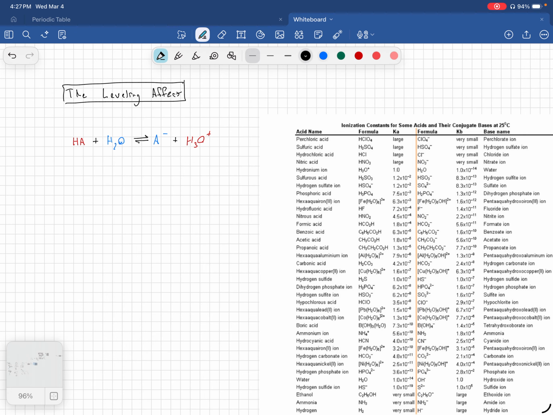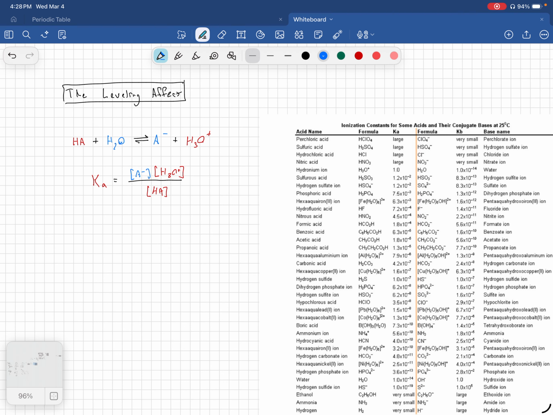We could also write the K expression for that, Ka, the acid ionization constant. It's going to equal the concentration of A minus times the concentration of H3O plus all over the concentration of HA.